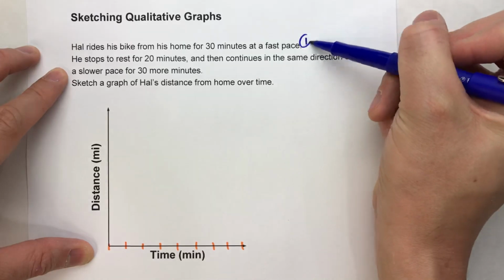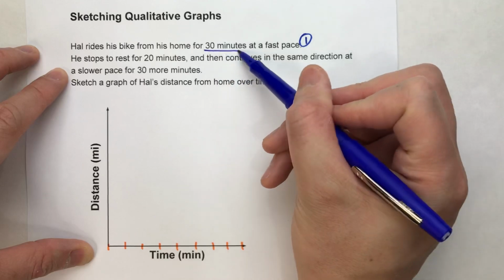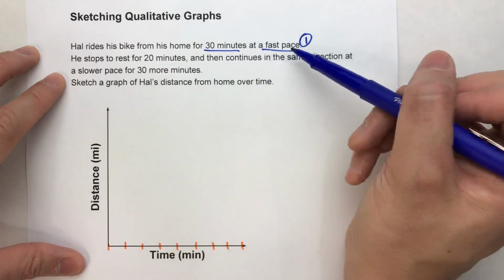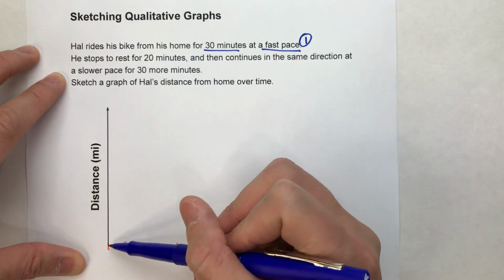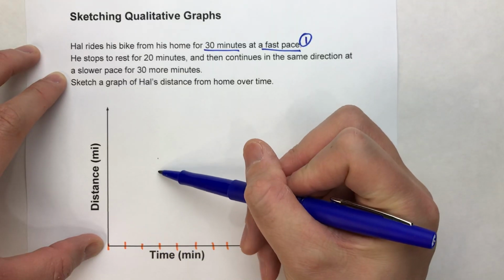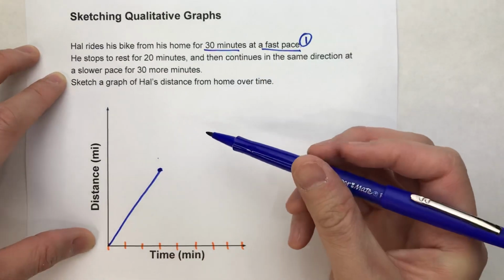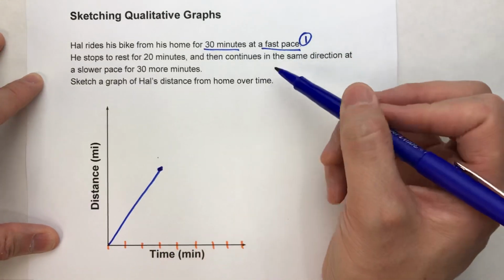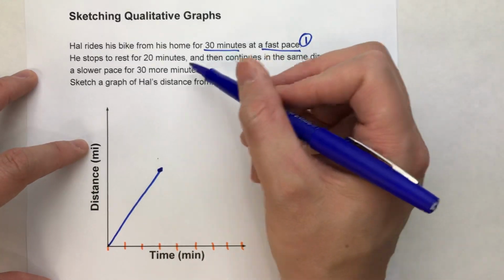So Hal rides his bike from his home for 30 minutes at a fast pace. This is our first thing that we're going to sketch. This is over the course of 30 minutes, and it's a fast pace. That fast pace tells us this is going to be increasing at a fairly steep line. So here's 0, 10, 20, 30. I'm going to try to make it kind of steep. Let's make it like here. Okay, that's pretty good. It doesn't have to be a precise steepness.